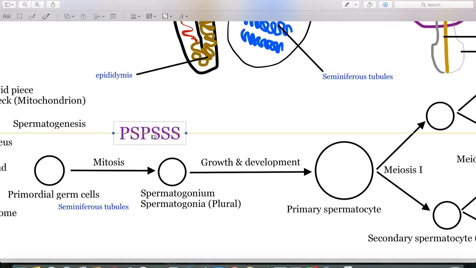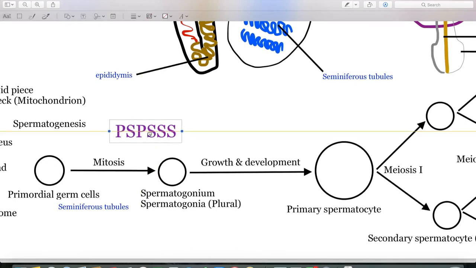PSP triple S. Now, I know you guys know. I know guys, especially guys, they like PSP. They know what PSP is, yeah? For those who don't know, Google it. I think you guys should know what that is, in case you have forgotten.